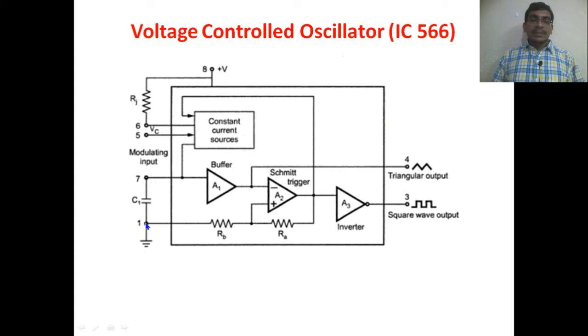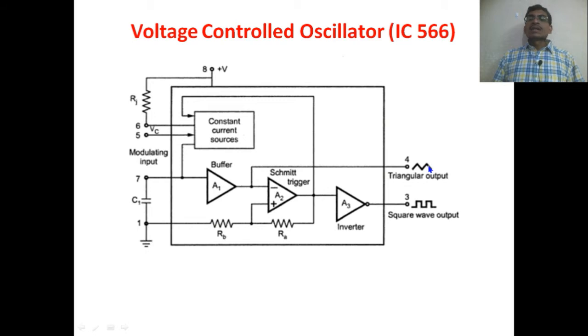Between the Schmitt trigger and ground we have a voltage divider network formed by RA and RB. The capacitor C1 is charged through the constant current source. This constant current appears through the buffer to the Schmitt trigger, and the voltage after the buffer is the triangular output voltage.